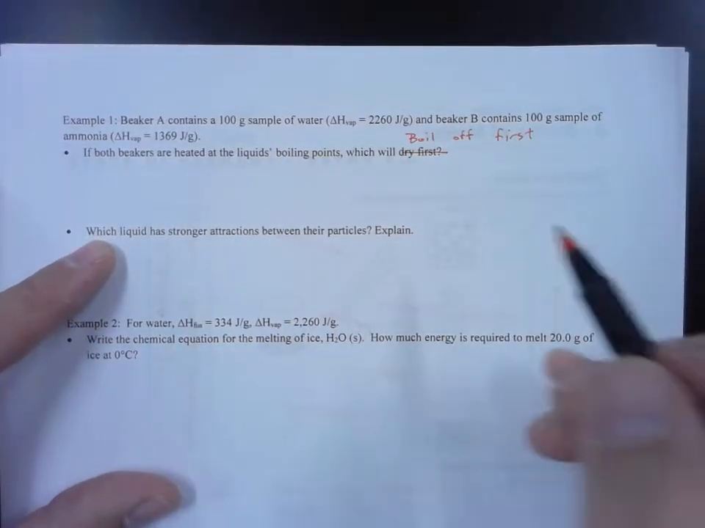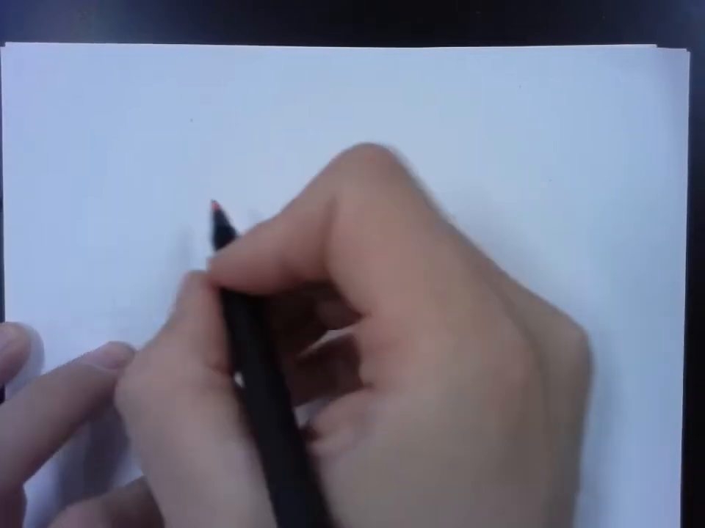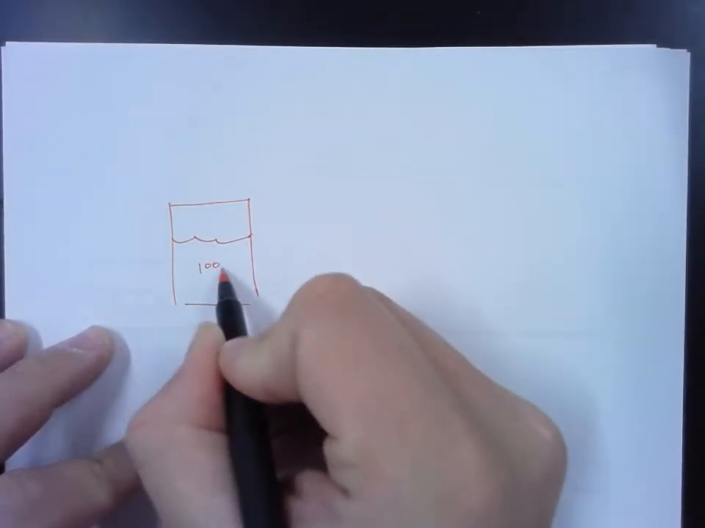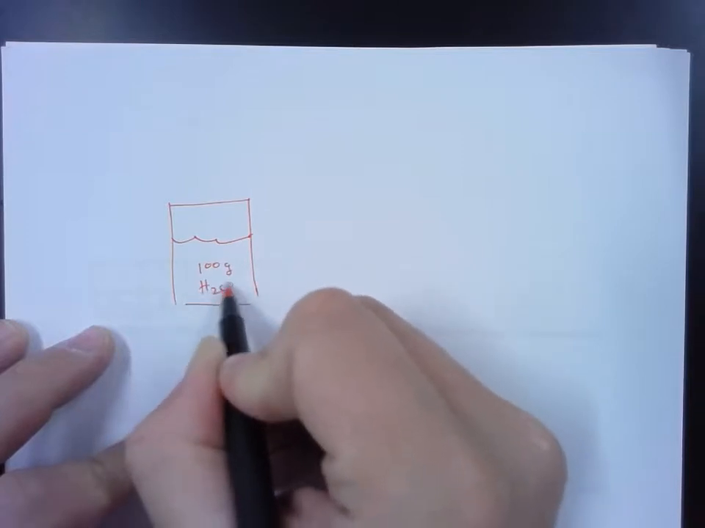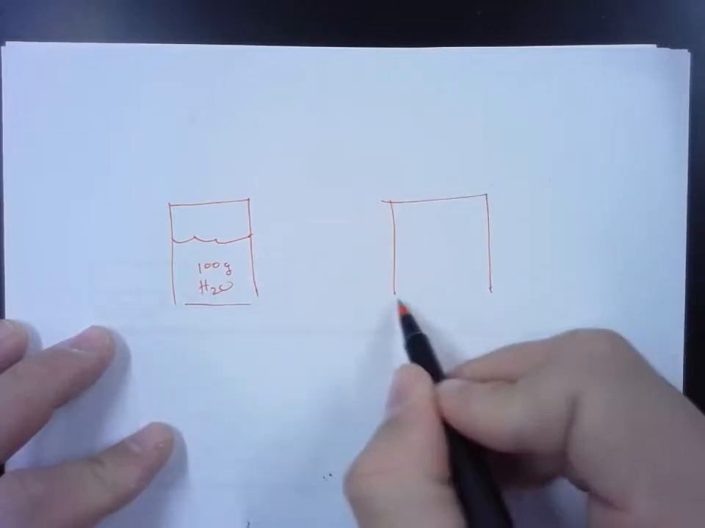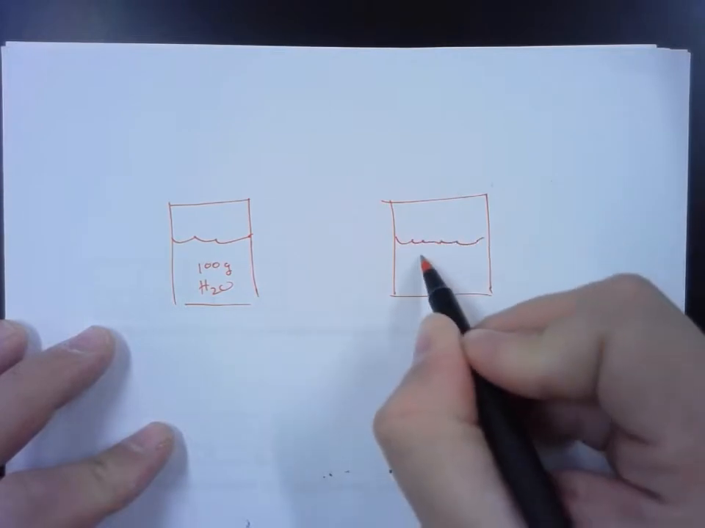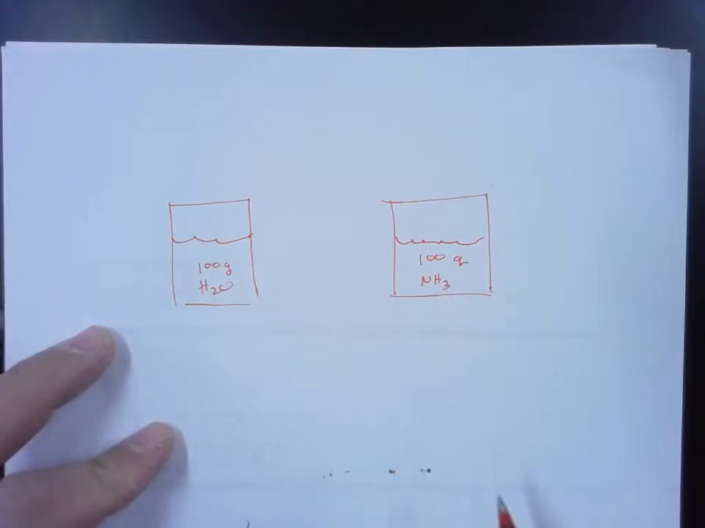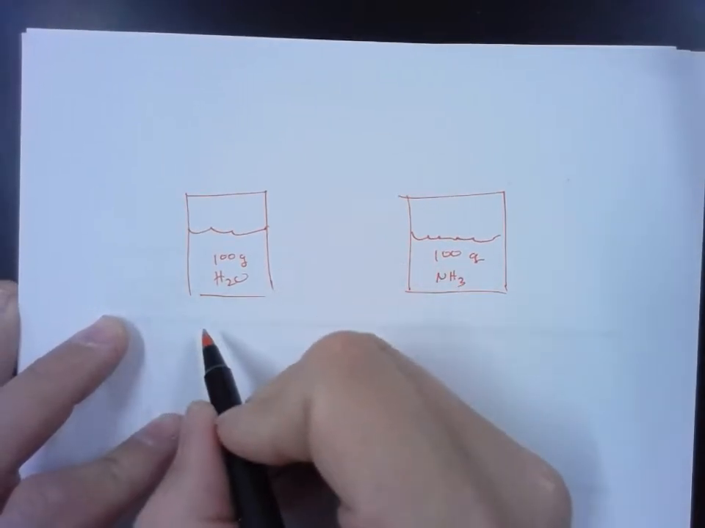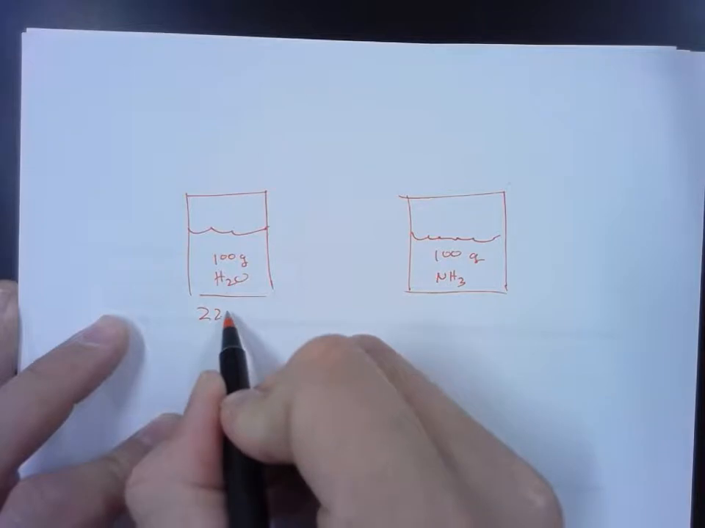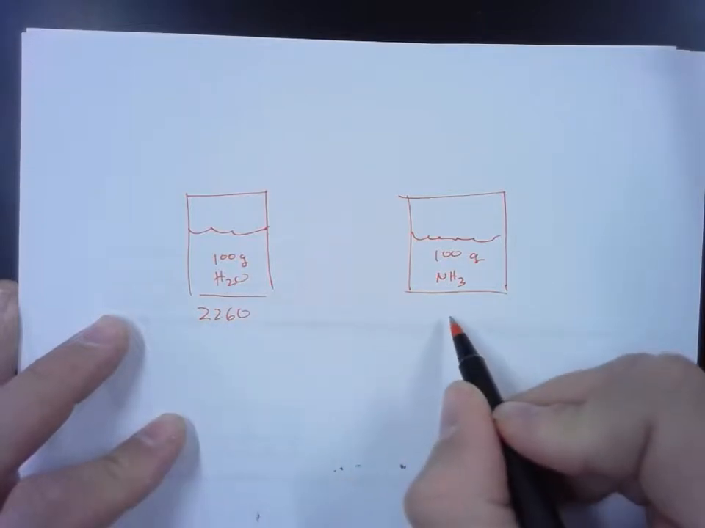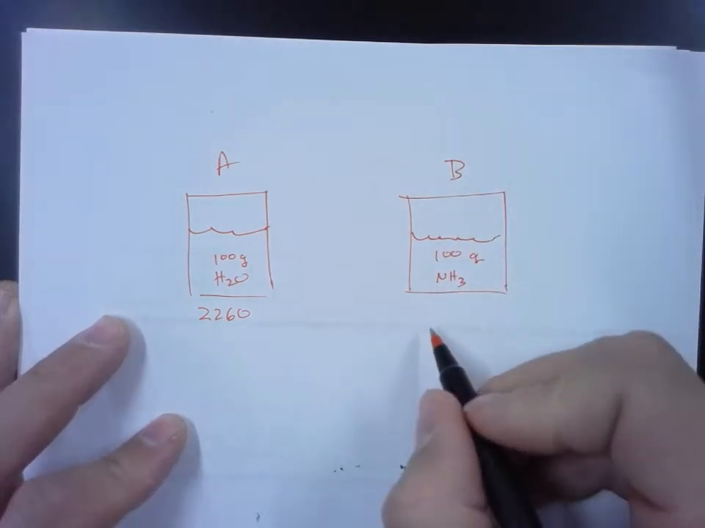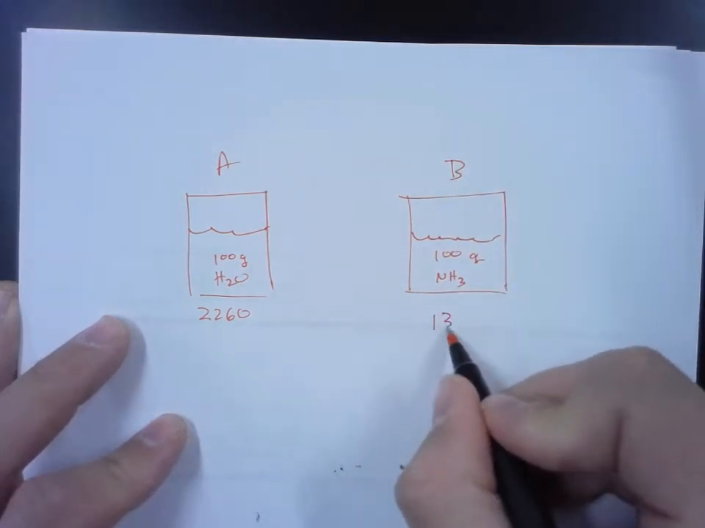I'll just draw it real quick here so you guys can see. Here's 100 grams of H2O, and over here we've got a 100 gram sample of ammonia, NH3. Ammonia is NH3. Delta H of vaporization for this one is 2260, and that's beaker A. And beaker B, which is ammonia, delta H vaporization is 1369.